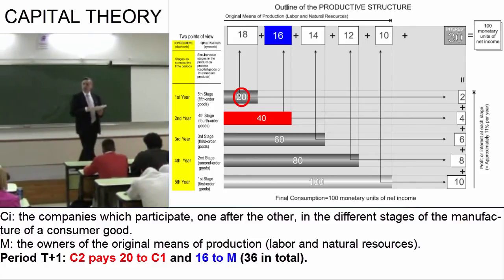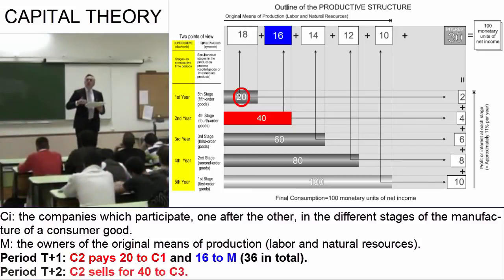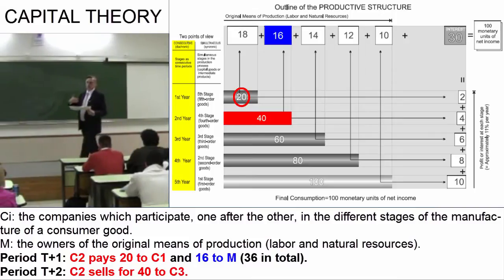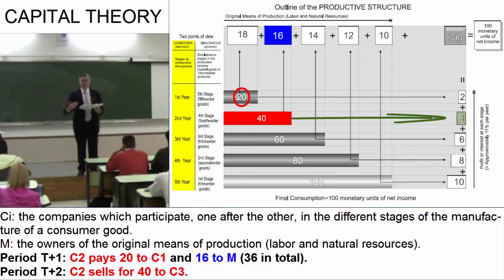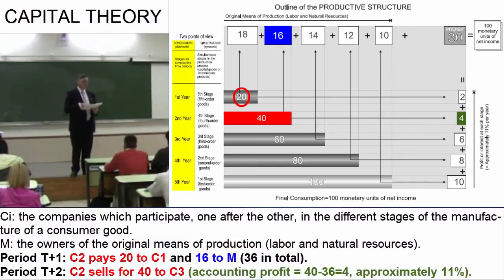So, if I buy iron ore for 20 units, and then I pay the workers at my blast furnace 16 units, I am advancing a total of 36 units. But I sell the steel for 40. This means I obtain a profit of 4 units, as you can see from the arrow pointing to the right. 4 divided by 36, the amount I have advanced, equals another 11% profit.